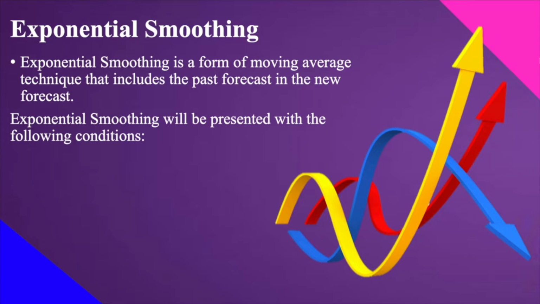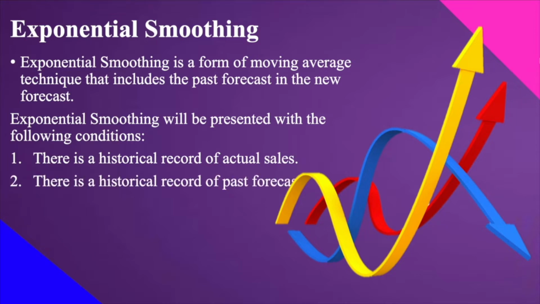Also, exponential smoothing will be presented here on this discussion using the following conditions. First condition is that there is a historical record of actual sales. Okay, given si actual sales. Second, there is a historical record of past forecast dahil kailangan siya, no? Sabi nga natin, included si past forecast in our new forecast in exponential smoothing technique. For the third condition, our third condition is that the smoothing constant is known.